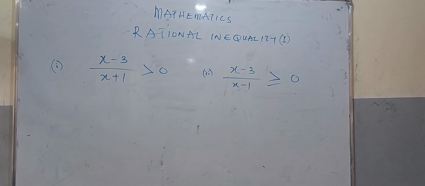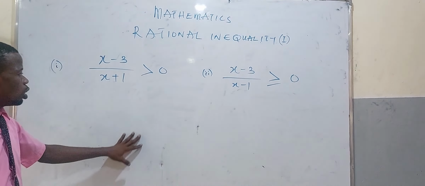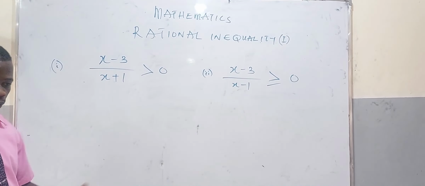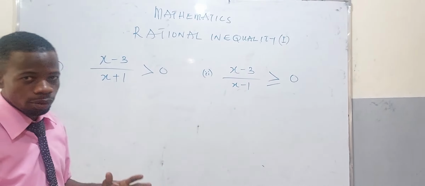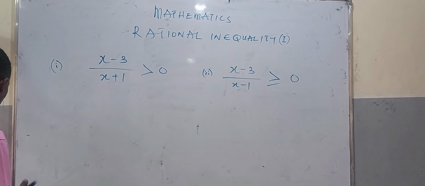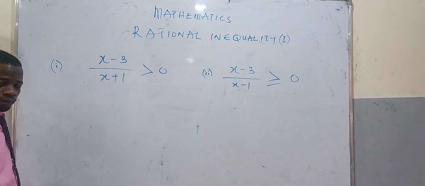Today we'll be talking about rational inequality. Under this, we will be showing the solution on a number line. As we show it graphically, we can also show it by intervals. So here, if we have this, how do we solve this?